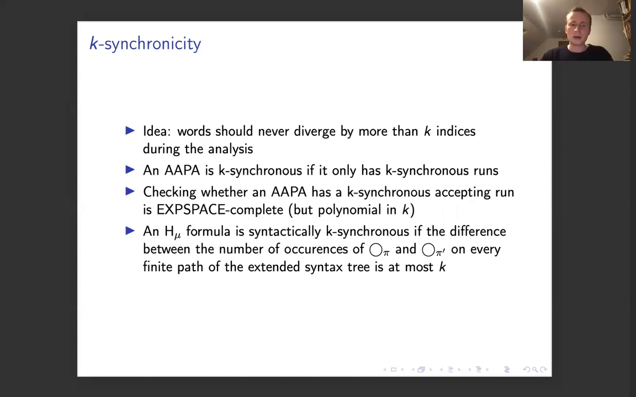And likewise, we can define this restriction for HMU formulae by looking at the extended syntax tree. We take every finite path of that tree and look at the number of occurrences of different indexed next operators and note their difference. And if that difference is bounded by some k, then the HMU formula is syntactically k-synchronous. So we have a matching notion both for HMU and for AAPA.